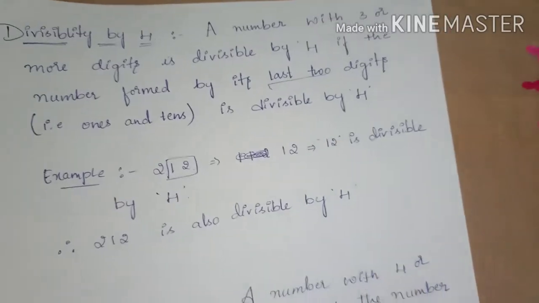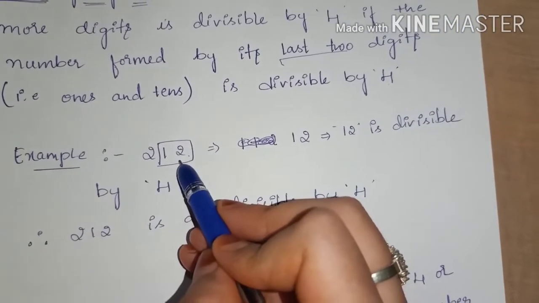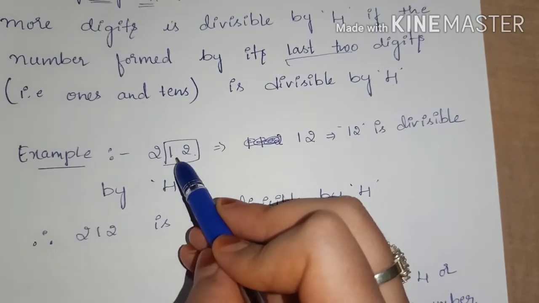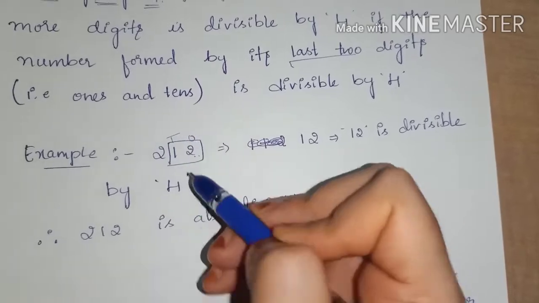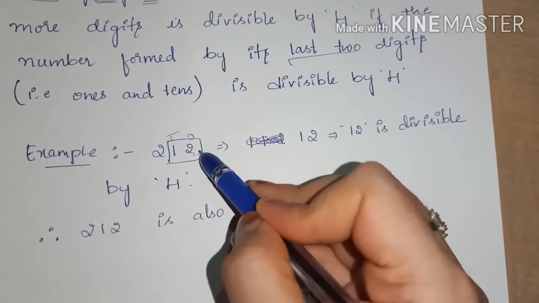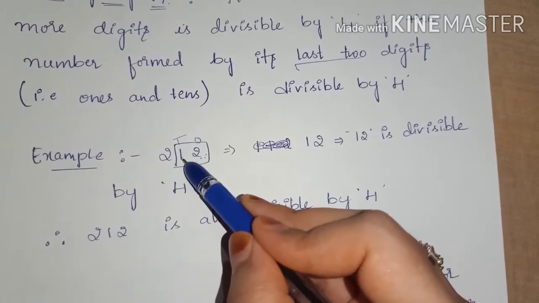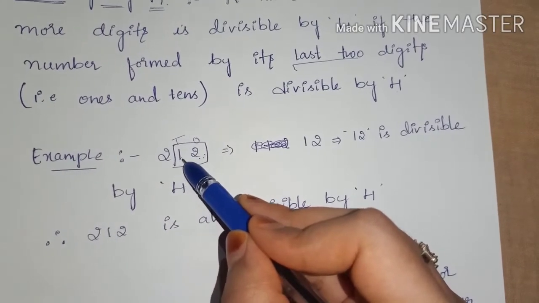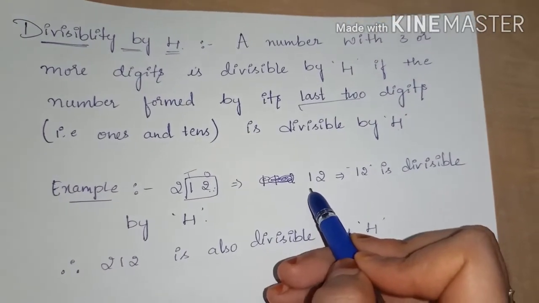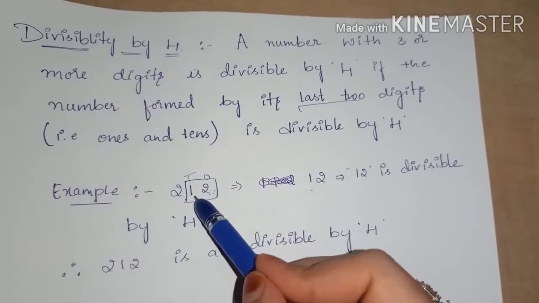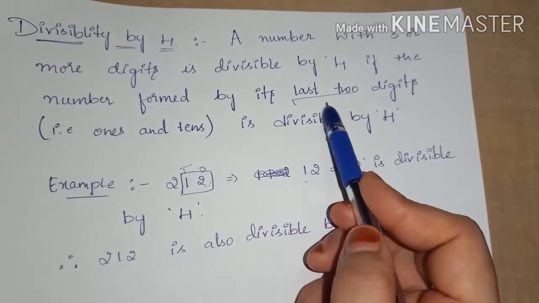Look at the example. Example 212. In this number, the last 2 numbers, that is ones place and the tens place, 1 and 2. When you say this number, 1 and 2 is 12. Remember, you should not add here. They have not given the sum of last 2 digits. It is just the number formed by last 2 digits.